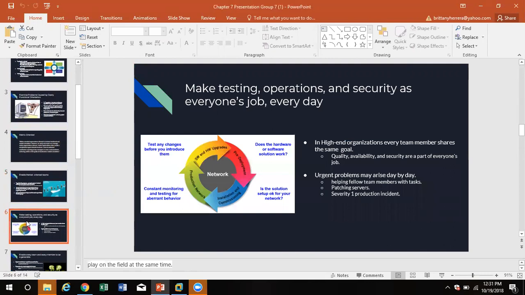So, making testing, operations, and security everyone's job every day. So basically the book says play on the field at the same time. In high-performing organizations, every team member shares the same goal. And urgent problems may arise day by day, but if you help your fellow team members, then you'll get a better understanding and the issue could get resolved quicker.